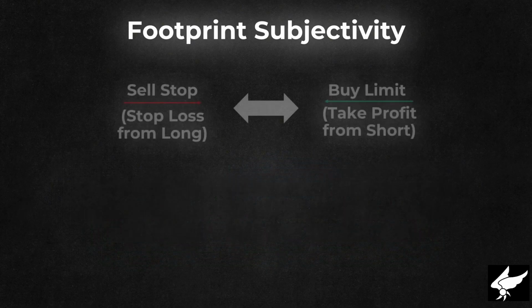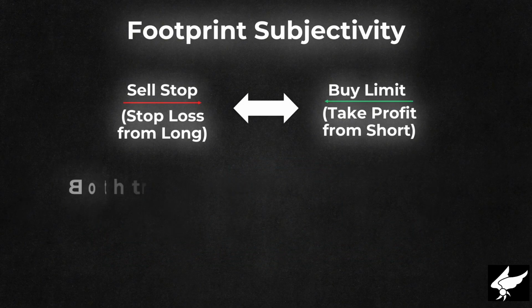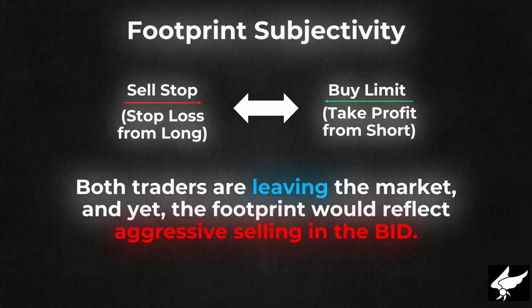The stop loss of a buy, which is a sell market order, can match a take profit from a sell, which is a buy limit order. This would appear in the bid. Both traders are leaving the market, and yet the footprint would reflect aggressive selling in the bid. With that in mind, let's begin understanding the features of the footprint chart.